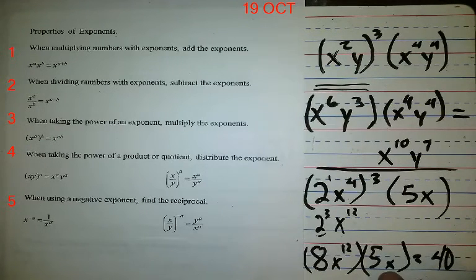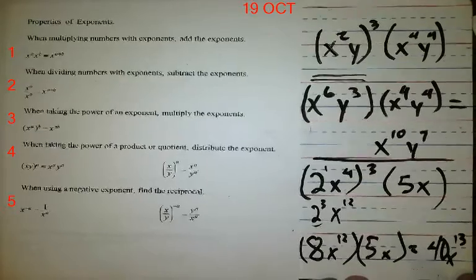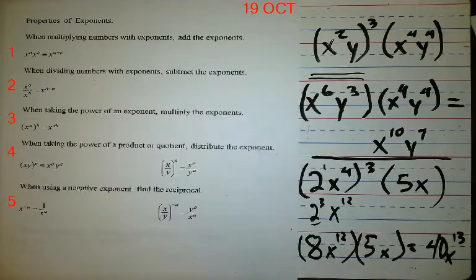Now, look at this. Remember, you say there's nothing there. Well, remember, it's a 1. So that's x13. Right? x13. Let's move that up so you can see that. So this is 40x to the 13. And that's really all there is to it. So, have fun on today's worksheet.